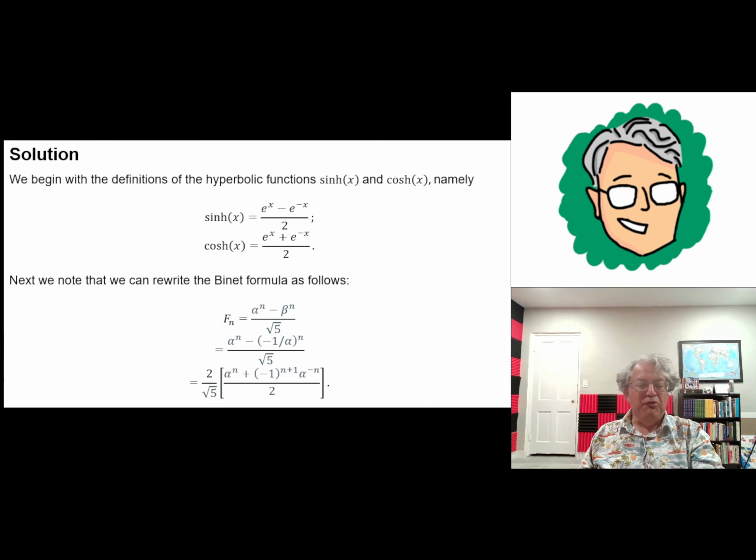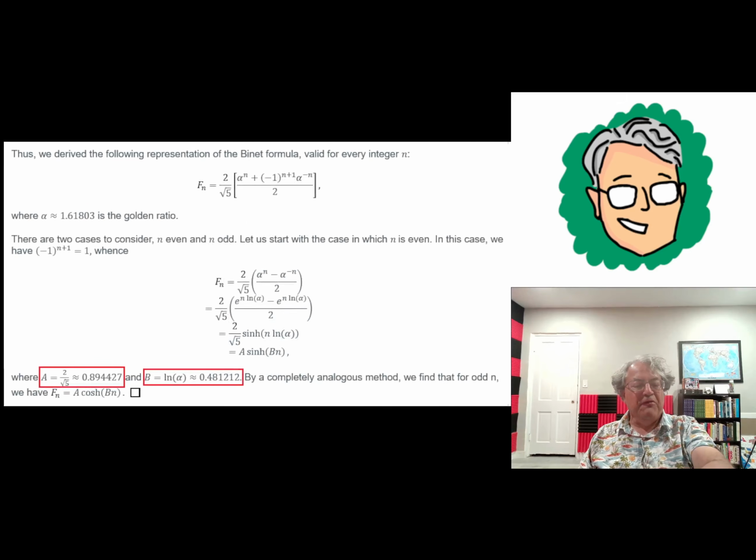And that looks kind of ugly, but we can consider the case where n is even and n is odd separately. So let's first look at the case where n is even. In that case, we just have minus 1 to the n plus 1 is minus 1. So that factor of minus 1 to the n plus 1, we could just replace with a single minus sign. In this case, we get f sub n is 2 over square root of 5 times alpha to the n minus alpha to the minus n over 2.